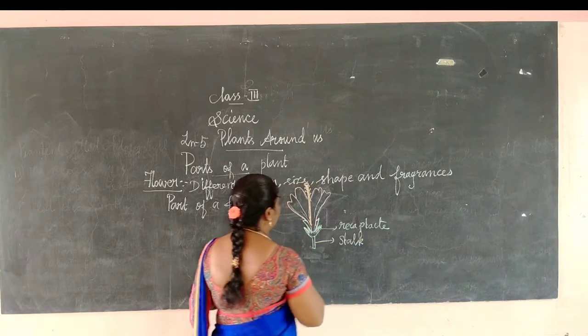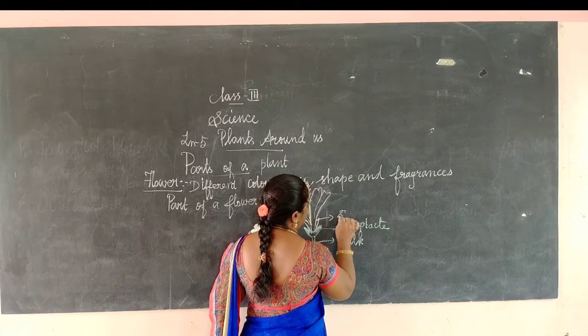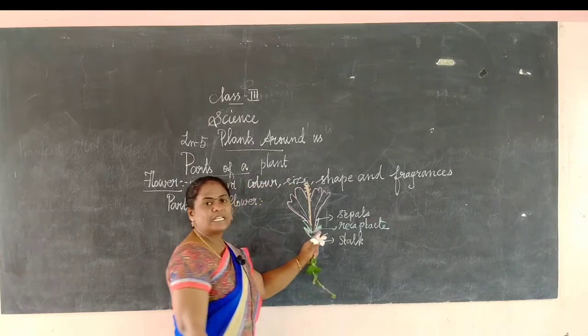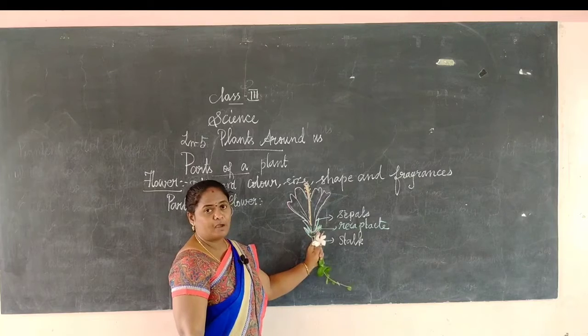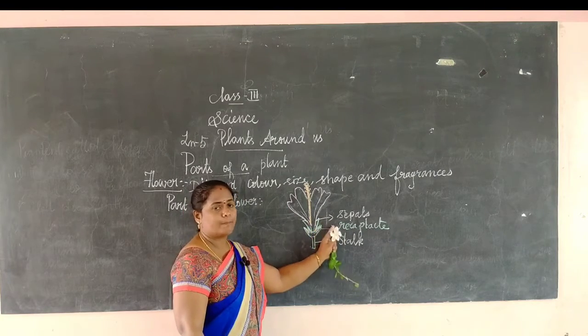And then next, this is called the sepals. The sepals is a green color part. It is the outermost covering of the flower, called the sepals. சரியா, the outermost covering of the flower is called the sepals.